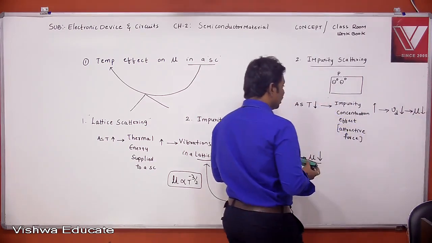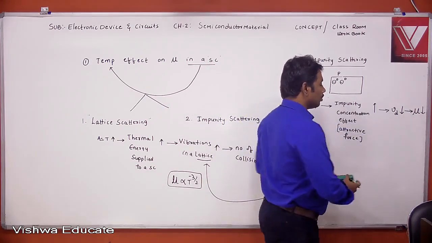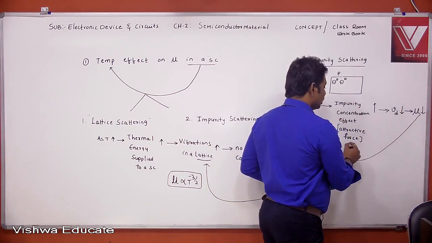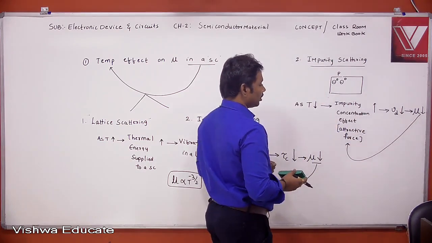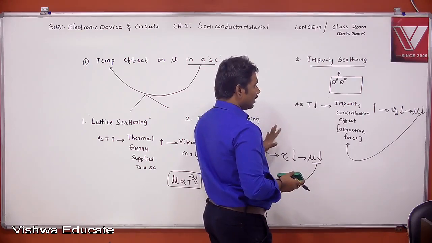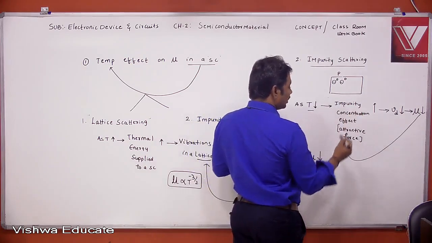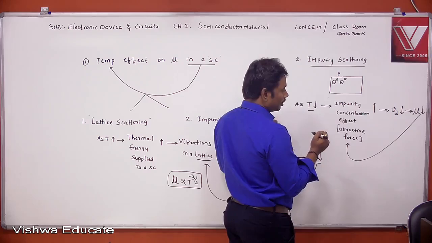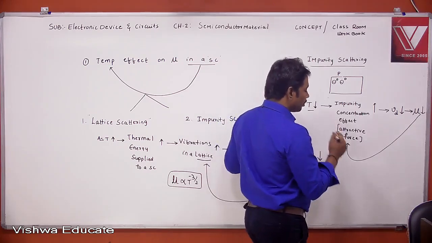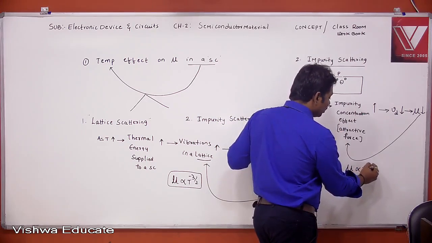That means what is impurity scattering here? Impurity scattering is nothing but the mobility decreased due to impurity concentration effect. It's called impurity scattering. And also in case of impurity scattering, what you can observe is as temperature is decreased, mobility is decreased. That means temperature and mobility are directly proportional. We have a relation that is mu proportional to T power 3 by 2.